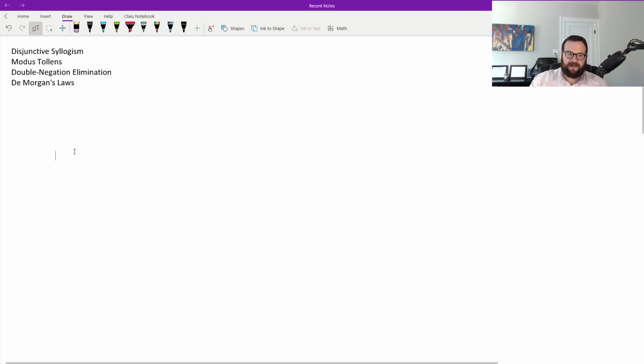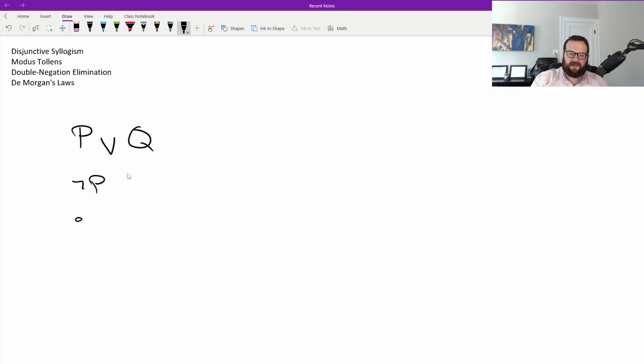Okay, so we have on the order today disjunctive syllogism, modus tollens, double negation elimination, and De Morgan's. So let's jump in. Disjunctive syllogism, as you can see in the name, disjunctive, works over disjunctions, right? Or. The symbol means or. So if we have a disjunction like this, P or Q, and we know that one side of it is false, we know that the other side must be true.